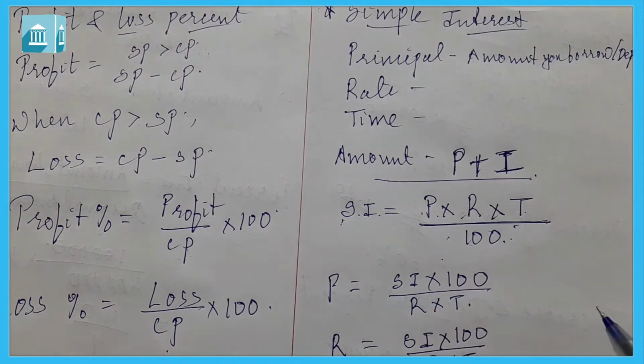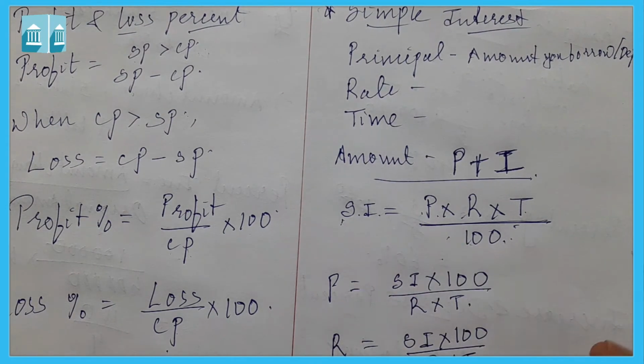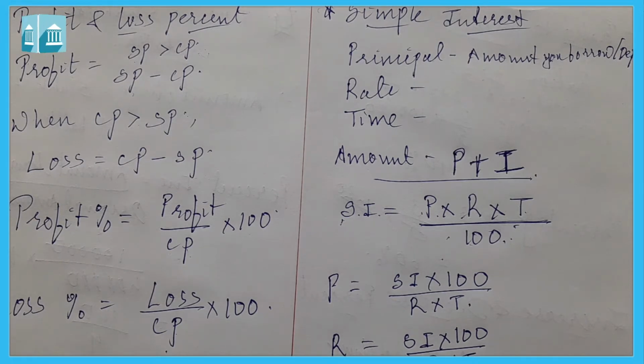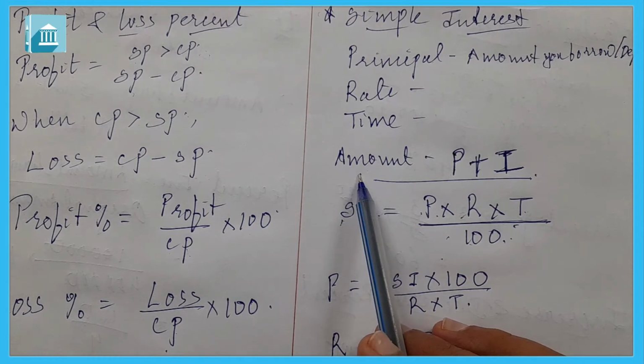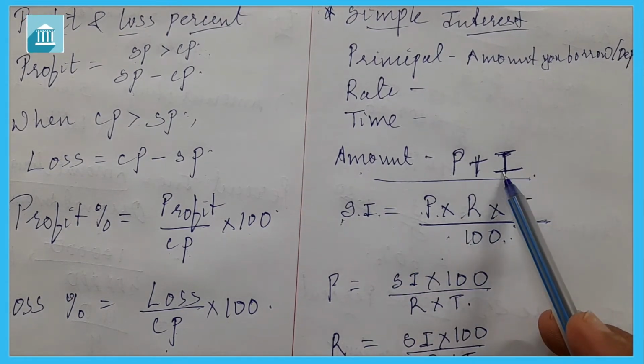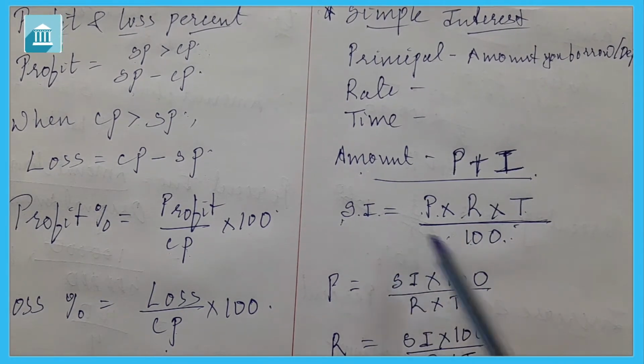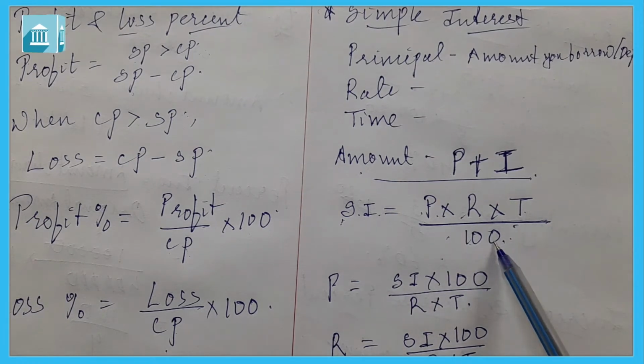Okay, and the rate at which the bank is charging the interest, and the time means the time period for which you had borrowed or deposited. The amount is the final amount you get, that is principal plus your interest. Simple interest is P into R into T upon 100.